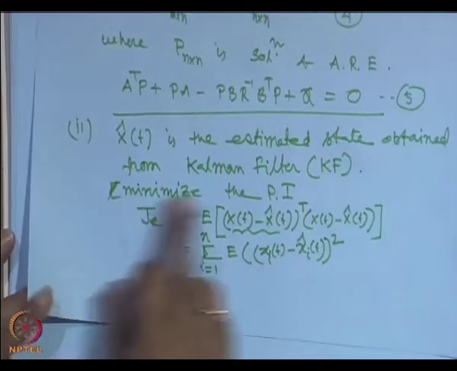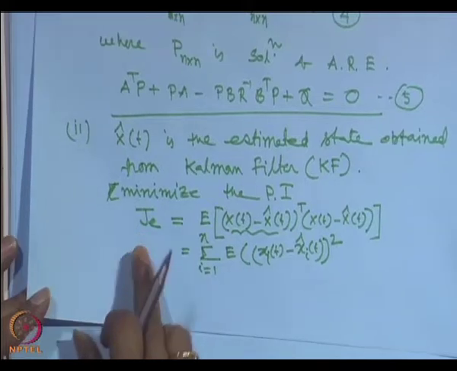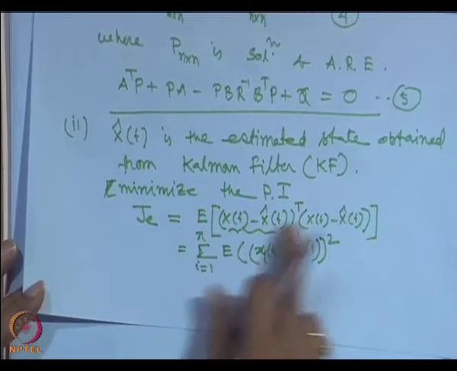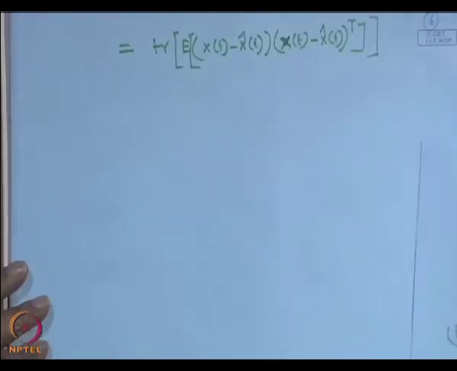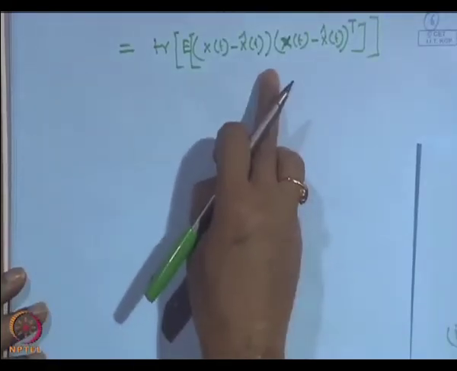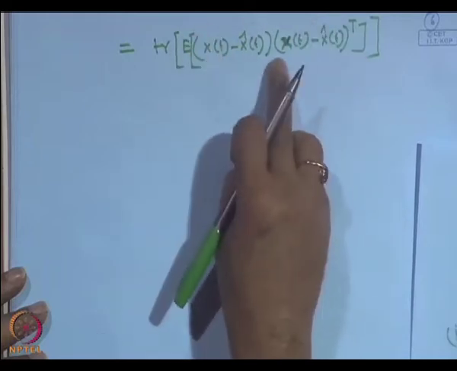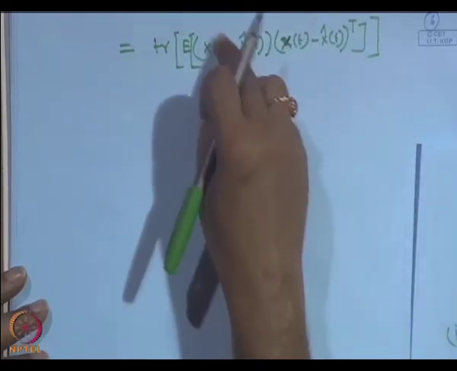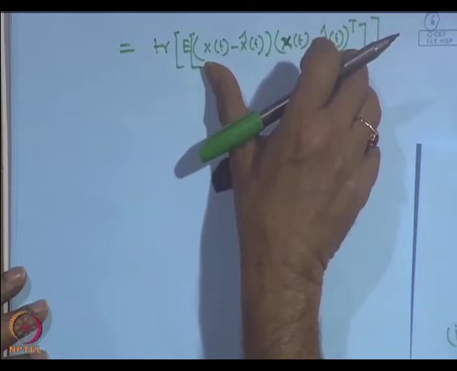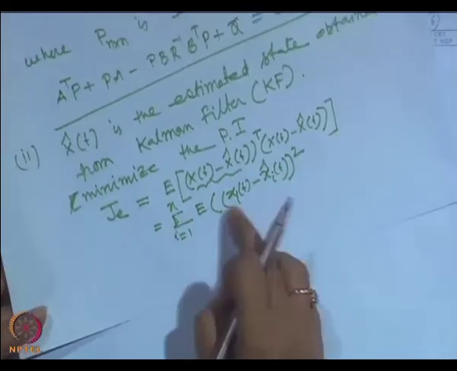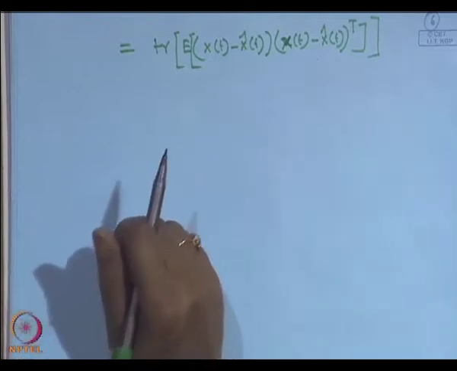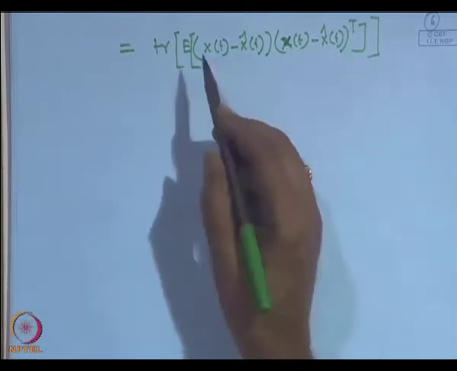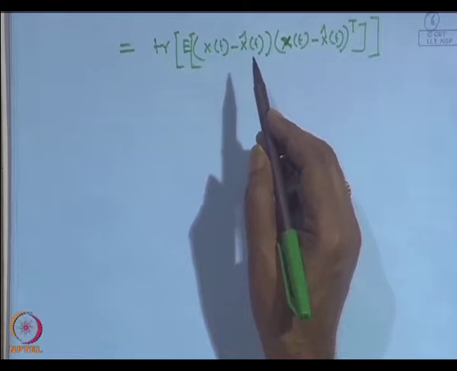That means your estimation problem is to minimize the performance index, which you either write as the expected value of the error square, or as the trace of the error covariance matrix. All the diagonal elements of this matrix are nothing but those quantities. So, you do it this way, and this way we have to estimate the states.